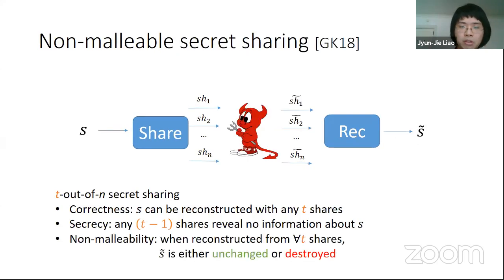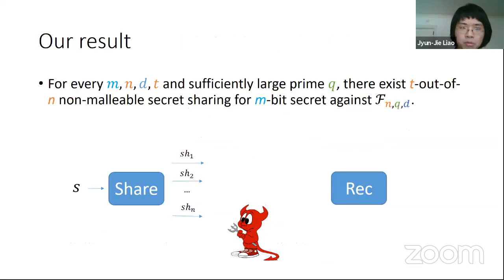And the recent work by Goyal and Kumar introduced non-malleable secret sharing, which is basically a secret sharing with an additional non-malleability guarantee. And in this work, we show that for every integer m, d, and t, and a sufficiently large prime q, we can construct a t-out-of-n non-malleable secret sharing for an m-bit secret, which is secure against degree d polynomial tamperings.